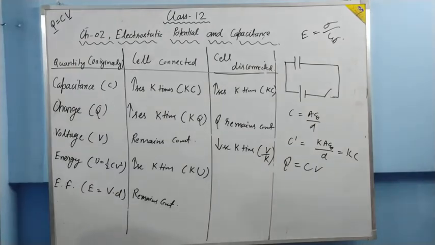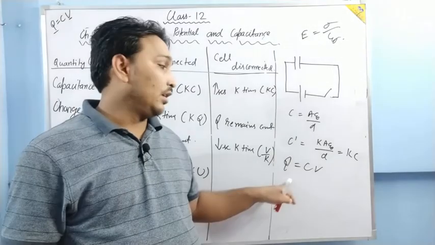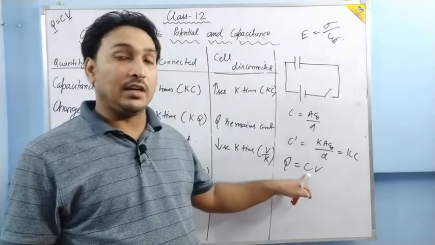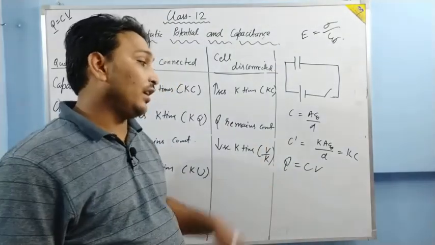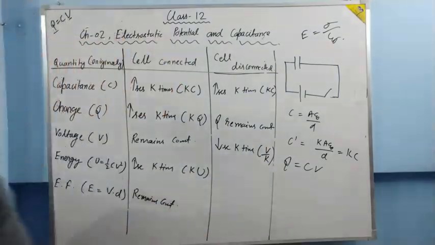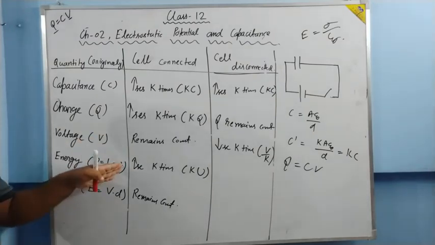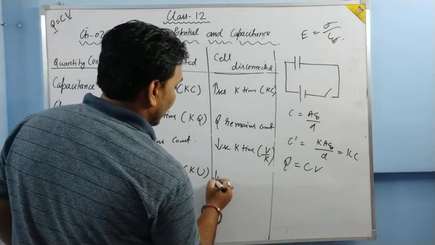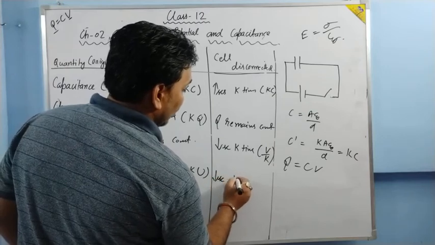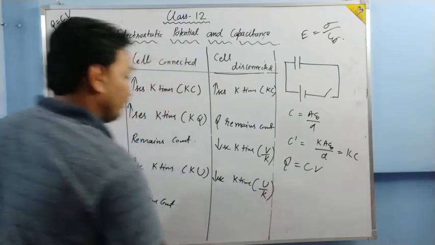Is that clear? C increases K times, Q has to be constant. So in place of C, if you put KC, and you have to keep Q constant, in place of V you have to put V upon K. Then only K and K will cancel. Energy is half CV square. C increases K times, V decreases K times, so KC and 1 upon K square. One K will be cancelled out, but one K will be left. And because of that, energy decreases K times. The new energy will be U upon K.